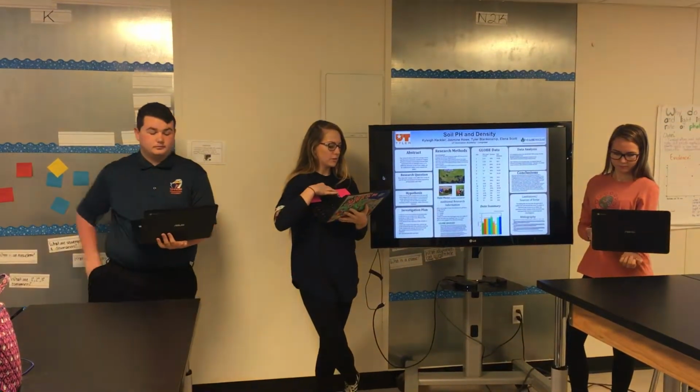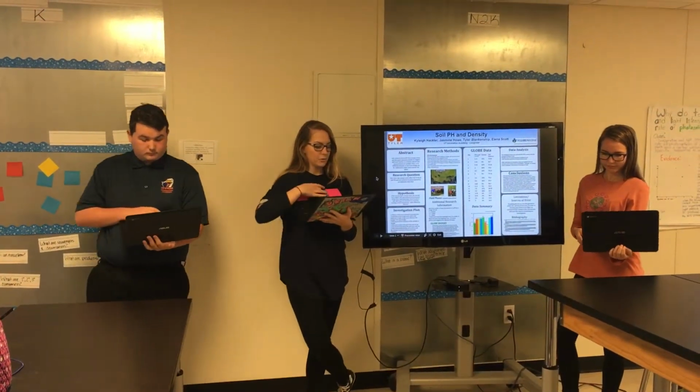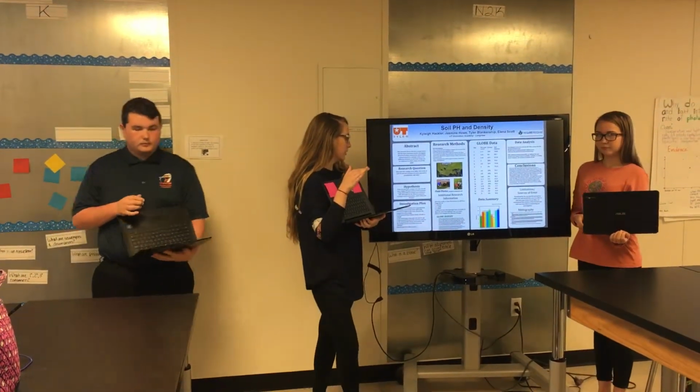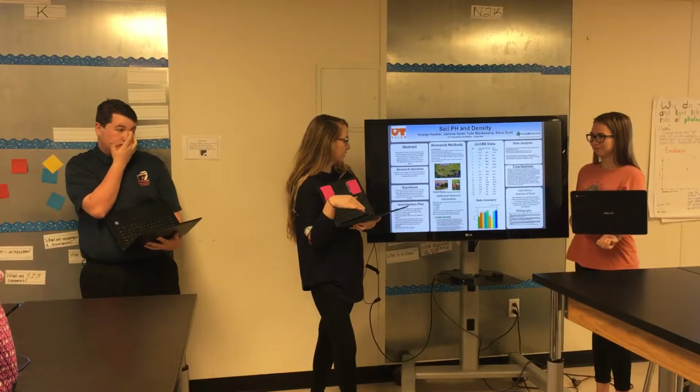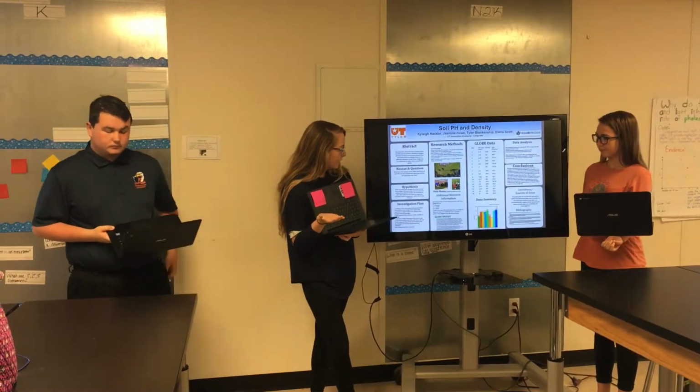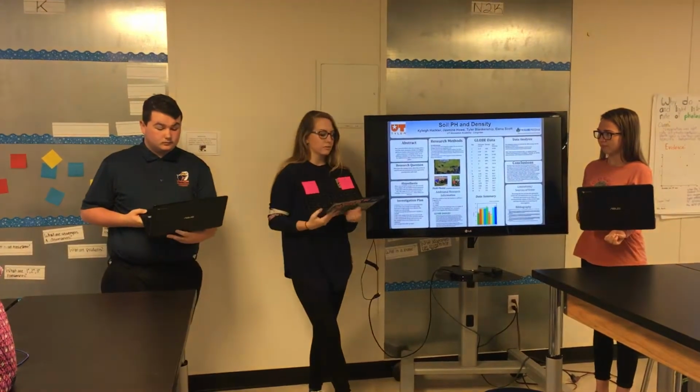And our hypothesis was that if the area has more canopy cover, the soil will have a higher pH and moisture level compared to the areas with less canopy cover, because it'll take longer for the water to evaporate, creating a moist environment, which also affects the pH level.